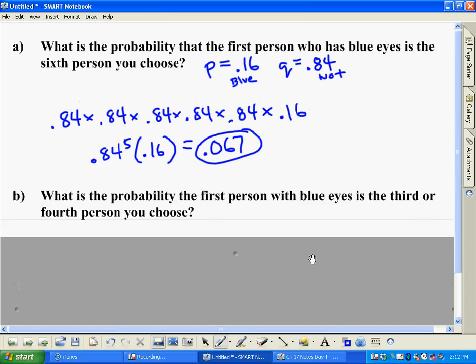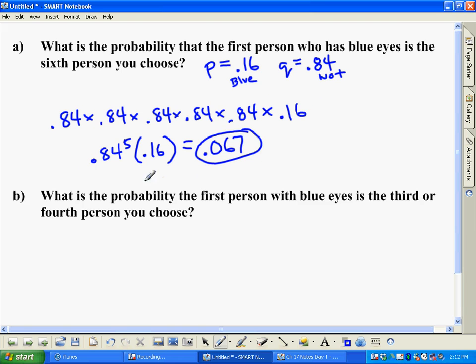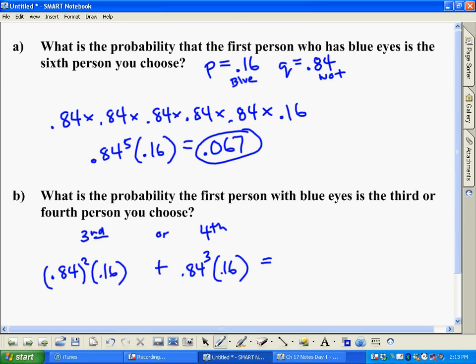All right, next question here. What's the chance that the first person with blue eyes is either the third or the fourth person you choose? So if it could be the third or it could be the fourth, what you want to do is figure out each of these individually, and then or means add them together. So for it to be the third person, it means 2 people in a row don't have blue eyes. That's 0.84 squared times 0.16. Whereas for the fourth, it would be 0.84 to the 3rd power times 0.16. And then you figure out each one of these individually here.